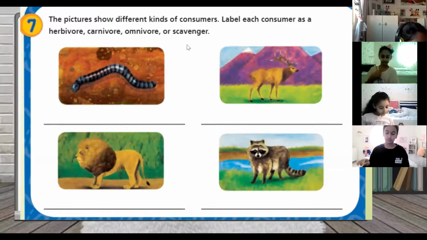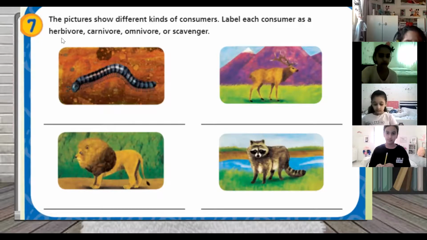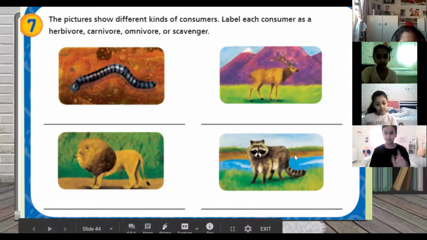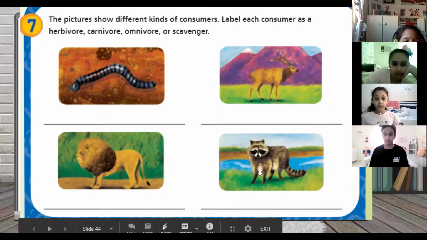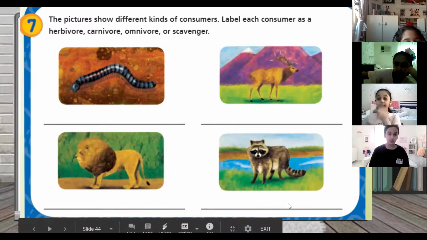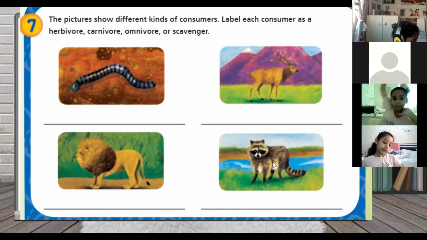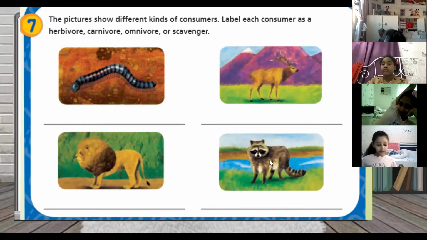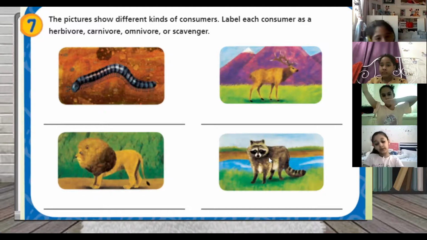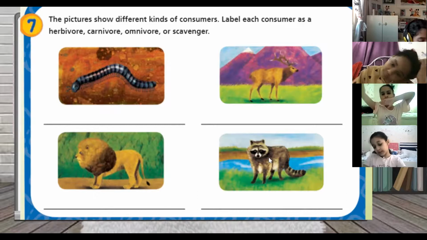Yes, okay. This picture shows different kinds of consumers. I want you to label each consumer as a herbivore, carnivore, omnivore, or scavenger. Now, let's start with the raccoon. A raccoon can eat what? Yes, Maria. Only animals, only plants, or both? Berries. Only berries? No, a lot of stuff. So is it carnivore, herbivore, scavenger, omnivore?